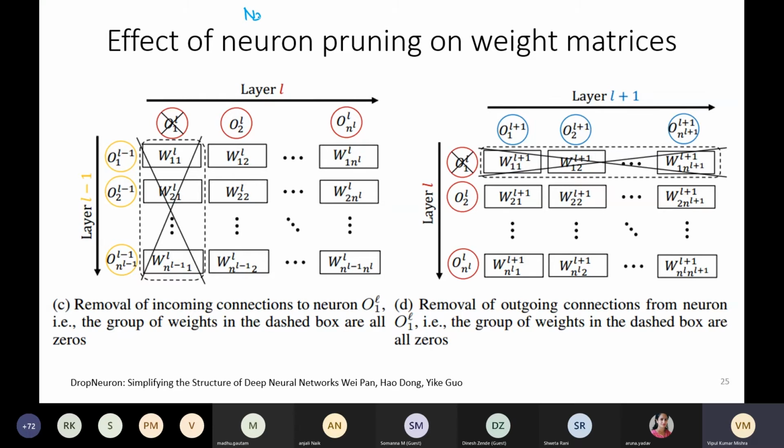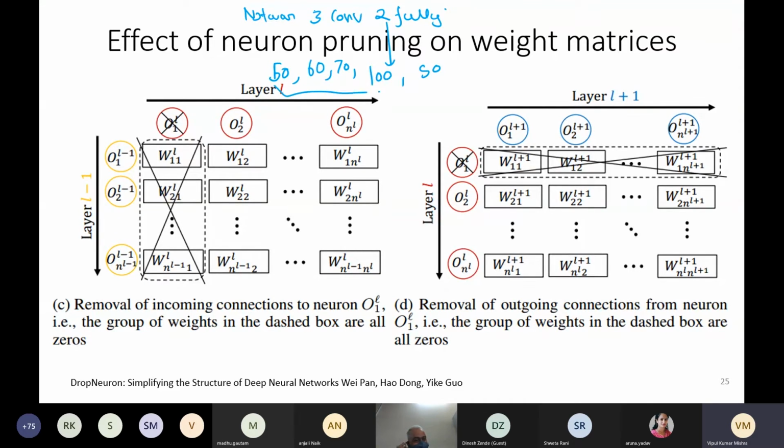Suppose I have a network which has three convolution layers and two fully connected layers. In the fully connected layers, suppose the first layer has 100 nodes and the second layer has 50 nodes. In the convolution layers, suppose the first layer has 50 kernels, the second layer has 60 kernels, and the third layer has 70 kernels.